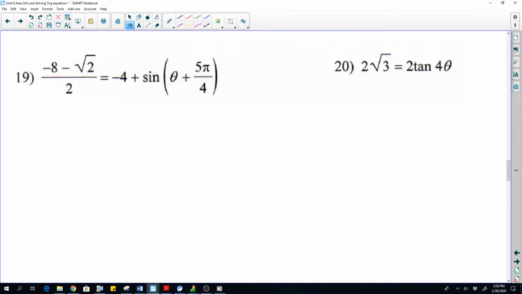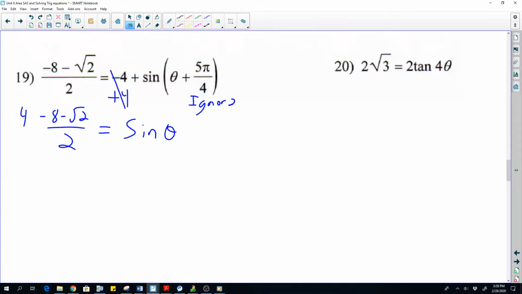Okay, so 19, you want to get everything on the same side. So now we're going to have to add 4 to the other side. Good. And so when we add 4 to the other side, you're going to get a minus 8 minus radical 2 over 2. That's what sine equals. Remember, we're kind of ignoring this for now, just for a second. Then we'll minus 5 pi over 4 in the end. Okay, wow, so this is challenging.